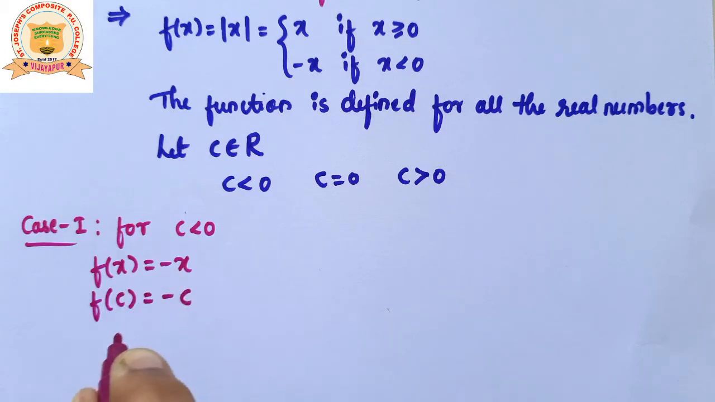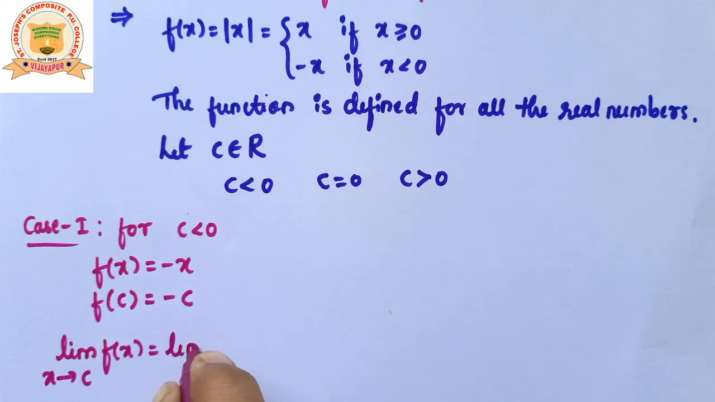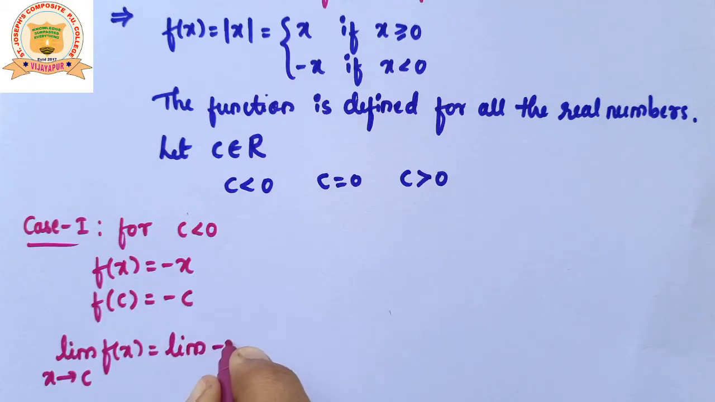Next we have to find the limit of the function as x tends to c. What is the value of the function as x tends to c? The f of x value is minus x as x tends to c. If you substitute x as c, then we will get minus c.